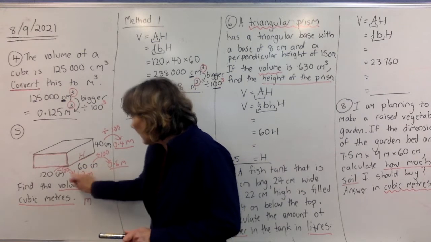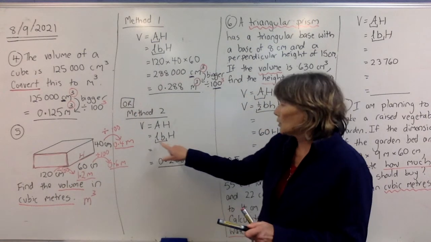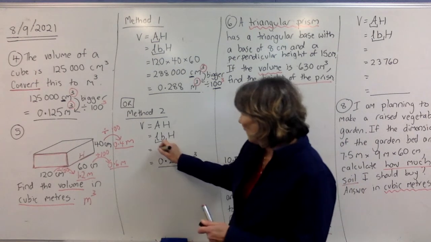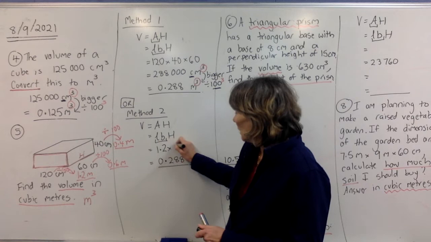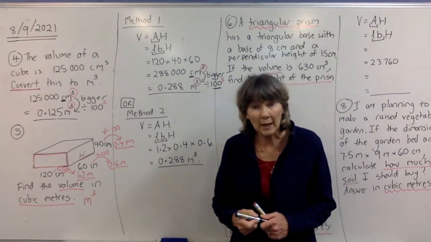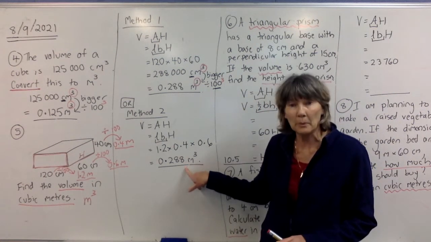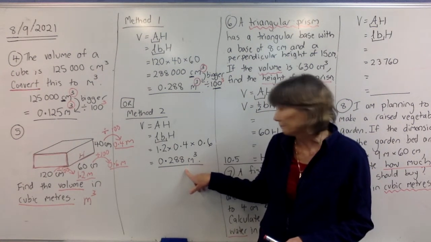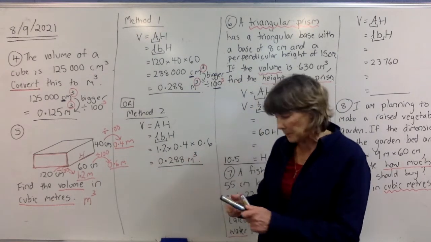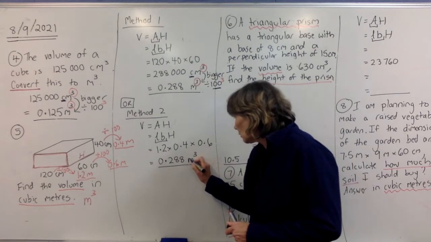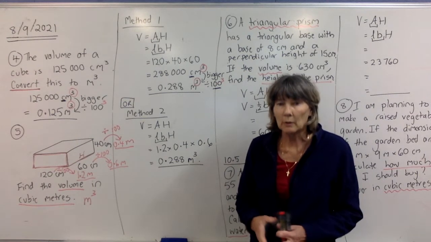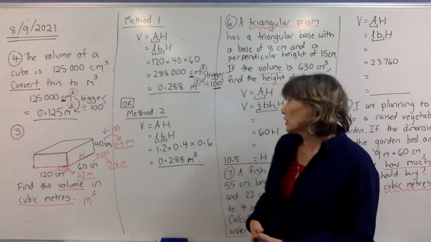All right, this time we're going to put our LB and H in as metres. So we're going to have 1.2 times 0.4 times 0.6. Now if you put that in your calculator, you'll get the answer of 0.288 straight away. Then we can write metres cubed on it because we were using metres in these numbers. Now it's up to you in a test which way you decide to do it.